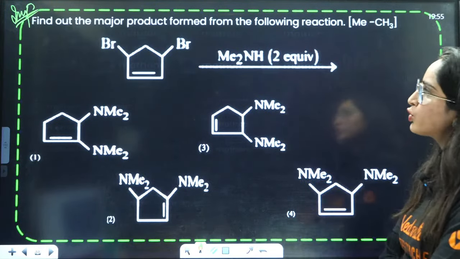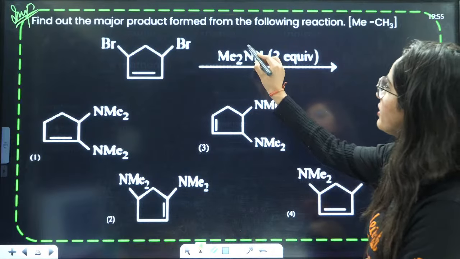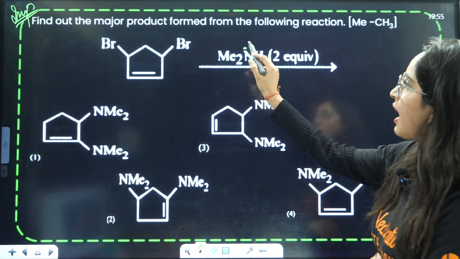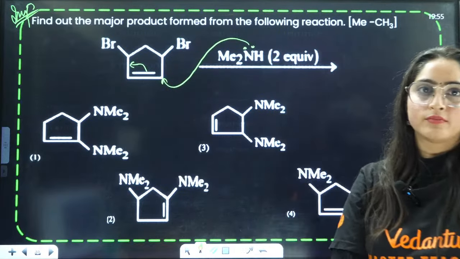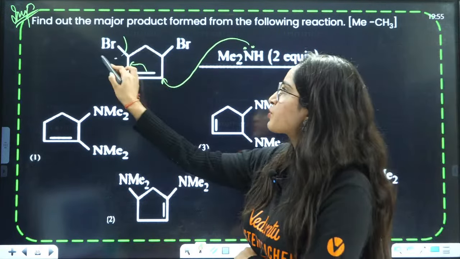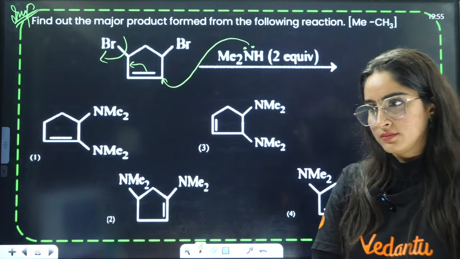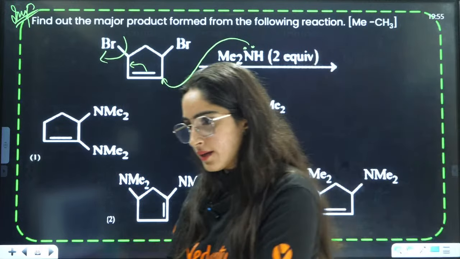You have two bromines. I'll give you one hint here. The lone pairs are going to attack here and the pi bond is going to shift. And then the bromine is going to leave from this side, right?